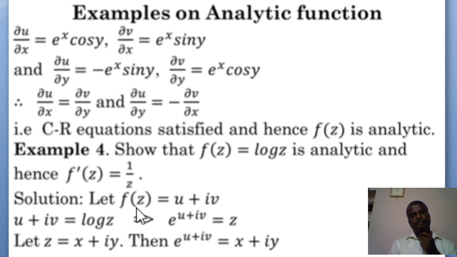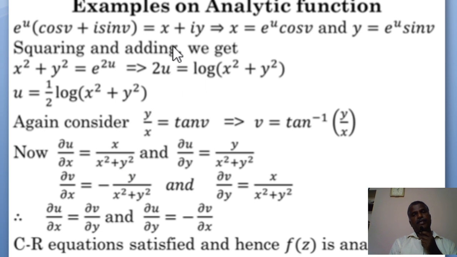So for that we take f of z is equal to u plus iv. Here also we have to find u and v. To verify it is analytic, we have to find u and v, and then verify the CR equations. So u plus iv is equal to log z to the base e. By using the exponential logarithmic transformation, e to the power u plus iv is equal to z. Again applying Euler's formula, e power u into e power iv, that is e power u into cos v plus i sin v, is equal to x plus iy. Z is x plus iy.